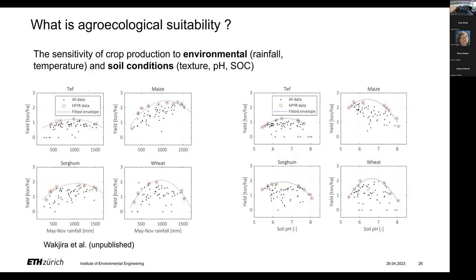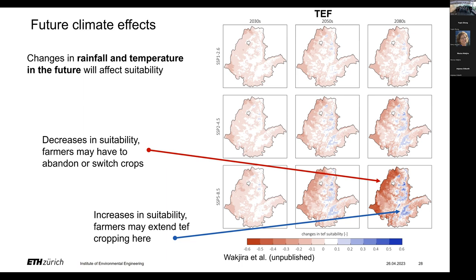If you are on a location where maybe for teff you had not enough rain, now you have more, your suitability will go up. If you are already here somewhere and you have more rain, your suitability will go down because these crops don't grow in wetted, soil-logged, waterlogged conditions. So you can create maps like this of changes in suitability. Red means worse, blue means better. Into the future, and here, like in these maps, you would have mid-century, end of century, and in the rows you have the different emission scenarios.